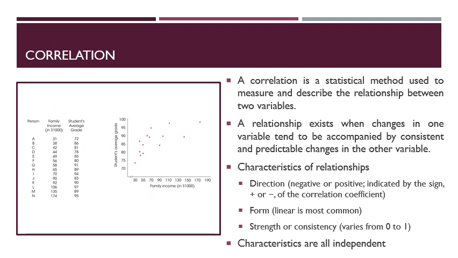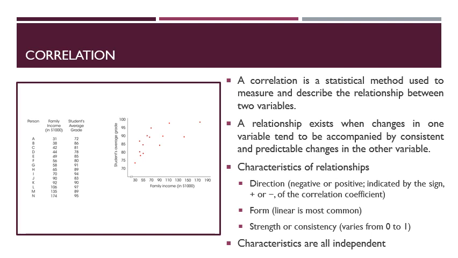A correlation is a statistical method used to describe the relationship between two variables. A relationship exists when changes in one variable tend to be accompanied by consistent, predictable changes in the other variable. The things that we look at are characteristics of these relationships. We look at the direction. Is it a positive correlation? Is it a negative correlation?